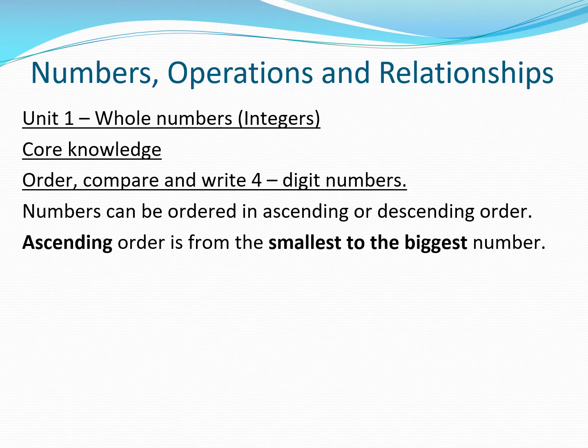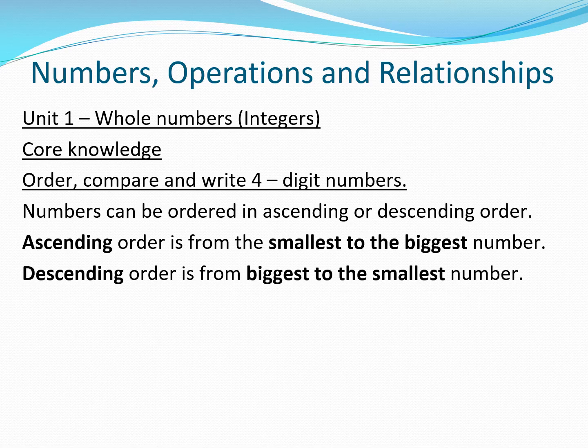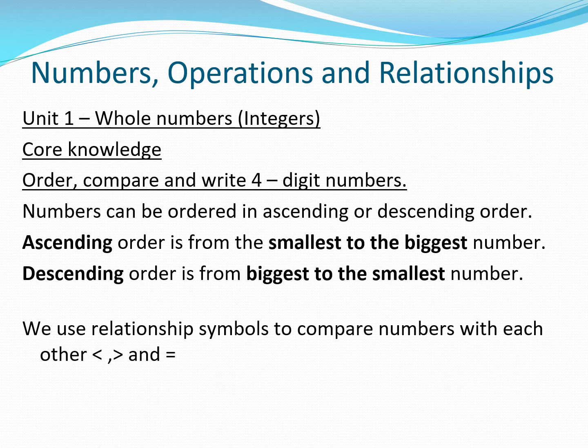Now remember, numbers can be ordered in ascending or in descending order. Ascending order is from the smallest to the biggest number, while descending order is from the biggest to the smallest number. Also remember that we use relationship symbols to compare numbers with each other, like smaller than, bigger than, and equal to. We also get a sign that looks like equal but that has a little bit more waveness in it, and we call it approximately equal to.